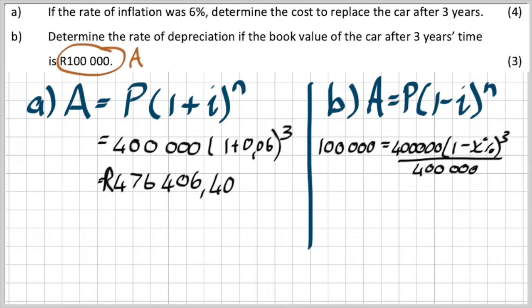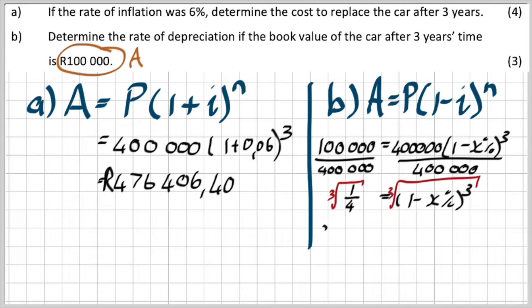I'm trying to get X alone. So I'm going to divide both sides by 400,000. That leaves me with (1 − X%)^3 being 1/4. At this moment, remember, I'm trying to get to that X in the bracket. So I'm going to take a cube root on both sides. And this will leave me with 1 − X% equal to the cube root of 1/4.